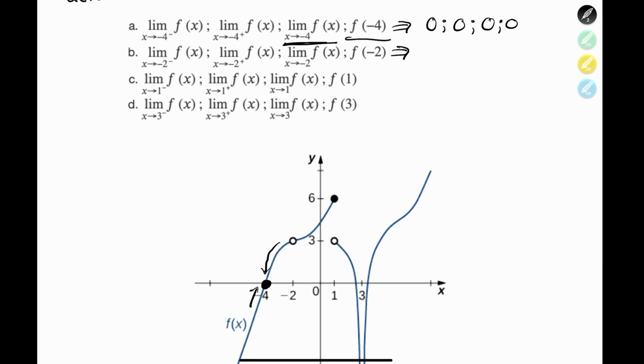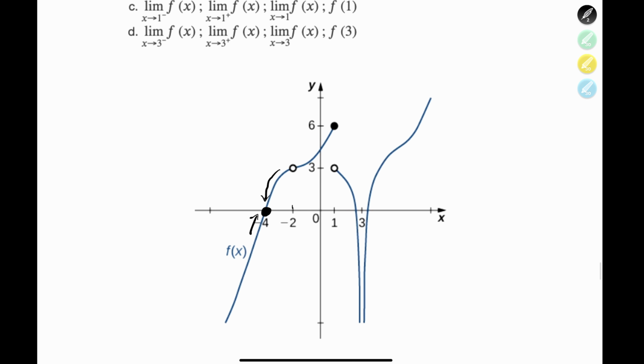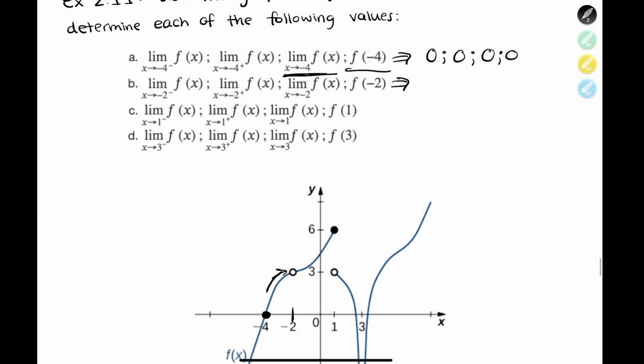Looking at part B, we have to look at the limit of f of x as x approaches -2 from the left-hand side. And so -2 over here, let me erase these arrows over here. And going back, the left-hand limit, as we approach -2, we approach the value 3 over here. So that's why our first answer is 3.